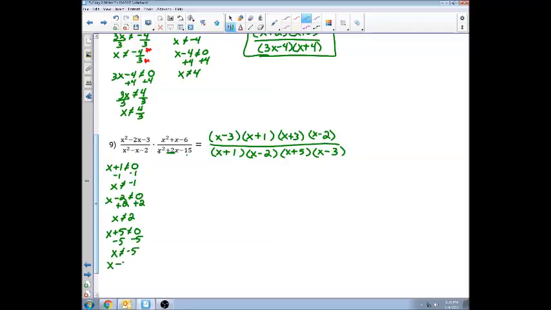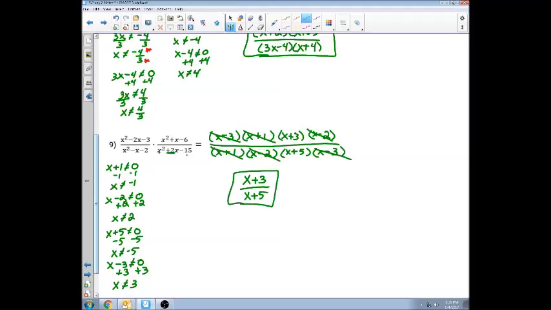And x minus 3 cannot equal 0. Add 3 to both sides. X cannot equal positive 3. Now that I've found my restrictions, which are x cannot equal negative 1, x cannot equal 2, x cannot equal negative 5, and x cannot equal 3, I can go ahead and cancel out anything that's in the numerator that's also in the denominator. X minus 3, x minus 3. X plus 1, x plus 1. X minus 2, x minus 2. That leaves me with x plus 3 over x plus 5.